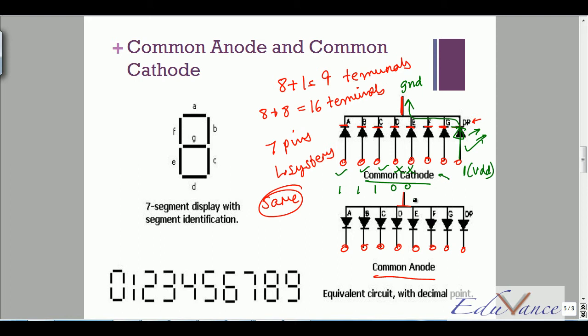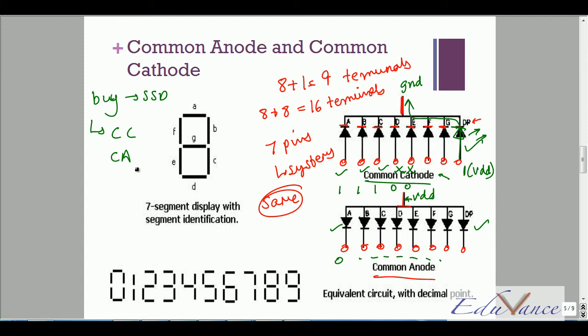For a common anode configuration, I would give VDD at the common terminal and accordingly give 0 at the respective terminal to control that particular LED. I hope this common anode and common cathode configuration is clear. It is very important because when you go to buy a commercial 7-segment display, you need to ask, is this common cathode or is this common anode?